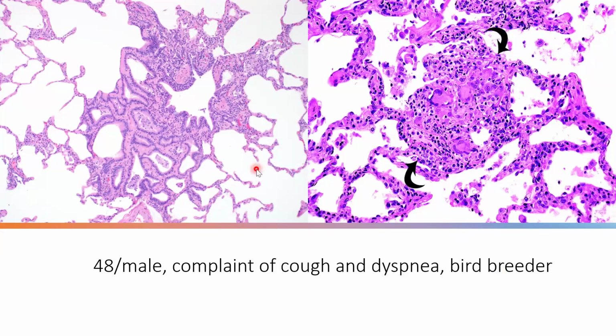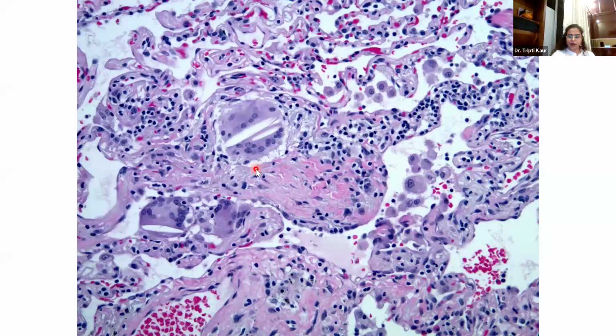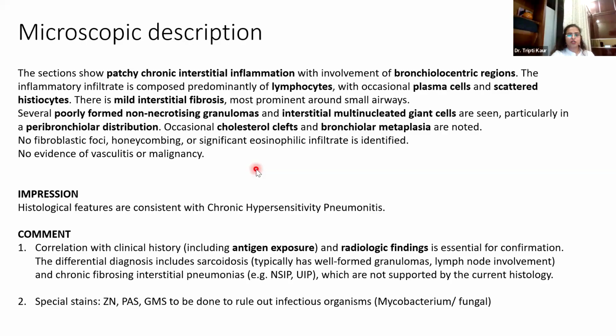Metaplasia. Very good. Bronchial metaplasia. Very good, very good. And there are some giant cells with cholesterol clefts. This is the sample report.